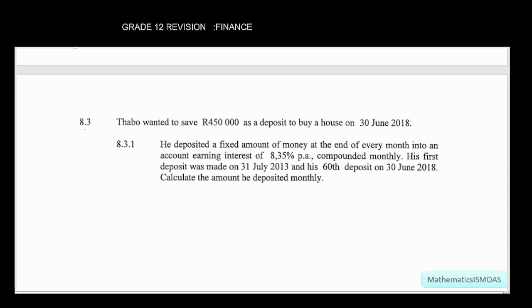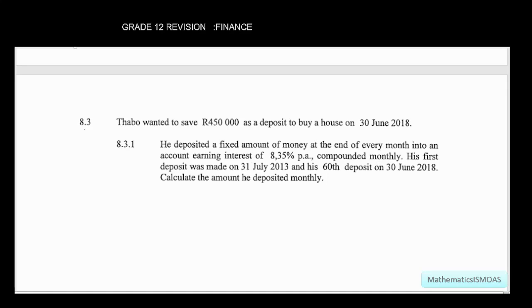So again here, the first thing is to find the formula. Which formula do we need to use for this question? Let's go back and read the question again. We are told that Thabo wanted to save 450,000. That is what he wants to save, because Thabo wants to buy a house. So he wants to use 450,000 as a deposit to buy a house on 30 June 2018.